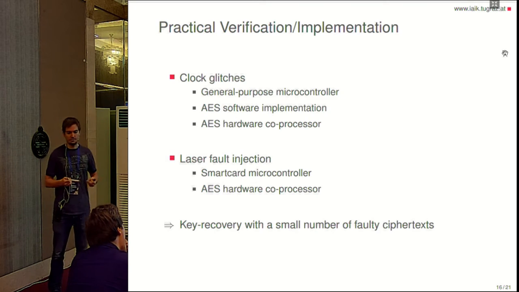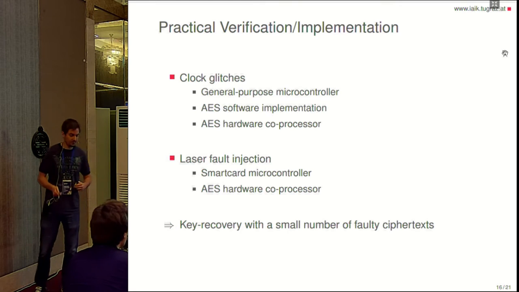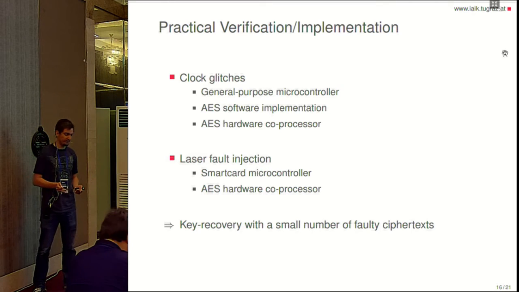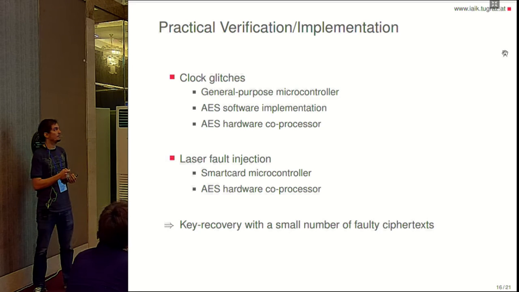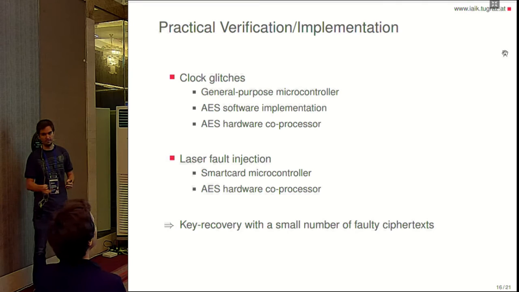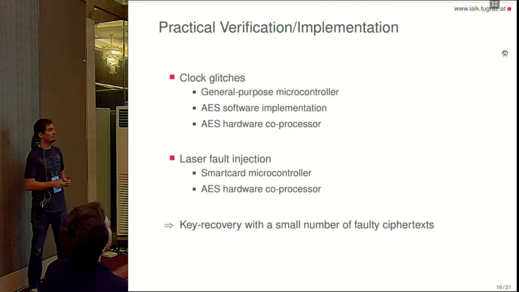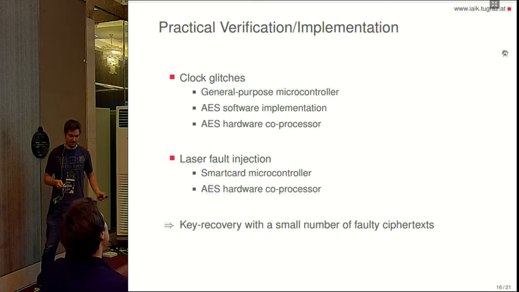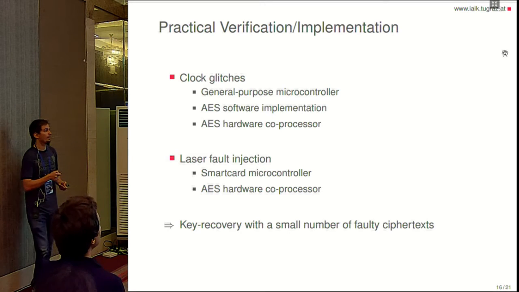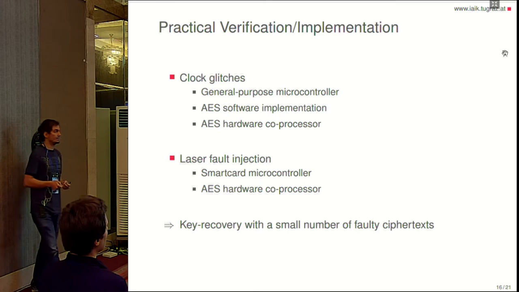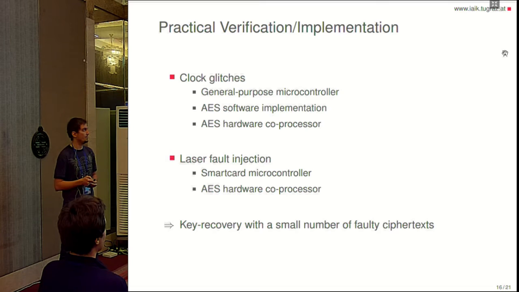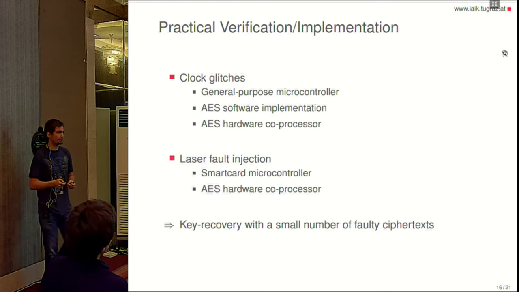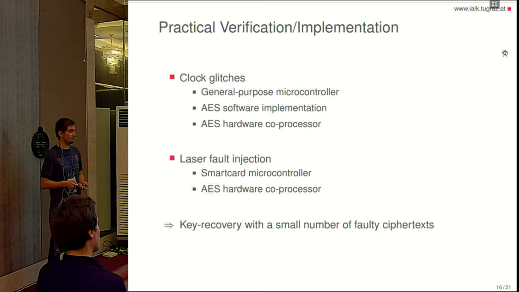Now let's come to the verification or the implementation of the fault attacks. So in principle, what Victor and Thomas did was to execute two different ways to insert the faults. The first way was by using clock glitches, and the second way was using a laser to fault intermediate values. With the help of clock glitches, they attacked a general purpose microcontroller where either AES was running as a software implementation or an AES hardware coprocessor of it, and also with a laser they attacked a smart card microcontroller, or more concretely the AES coprocessor of the smart card microcontroller. And in short, the results show that key recovery is possible with a small number of faulty ciphertexts.